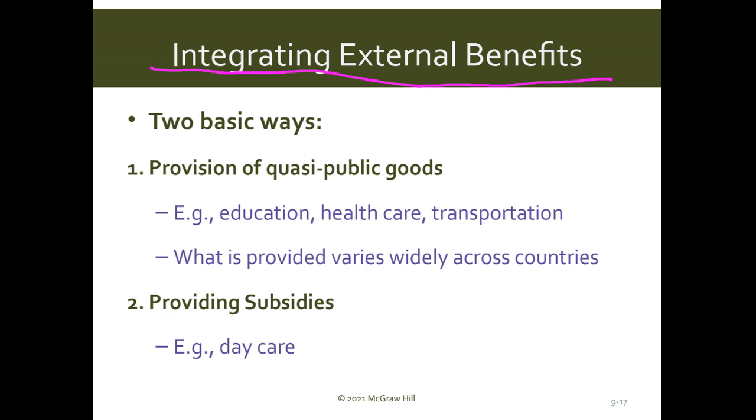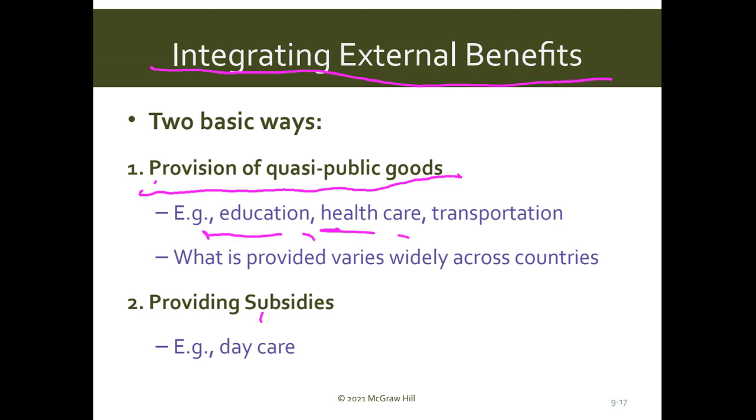So there are two ways. Number one, provision of quasi public goods. The government will provide these goods, for example, education, healthcare, transportation. These are goods that have external benefits. But what is provided varies widely across countries. Of course, I'm talking about Canada. So yes, you have K-12 education free, you have healthcare free. There are lots of these services that are provided by the government.